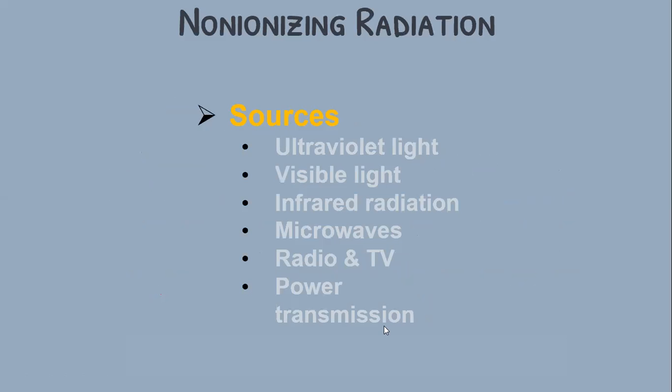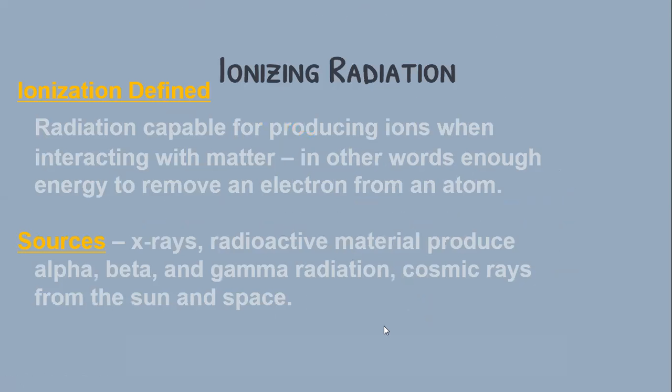In this way, non-ionizing radiation sources are ultraviolet light, visible light, infrared, microwaves, radio, television, and power transmissions. Ionizing radiations, by definition, are capable of producing ions when interacting with matter. In other words, they have enough energy to remove electrons from the atom, which is the ionization process. The sources of ionizing radiation are X-rays, radioactive material producing alpha, beta, and gamma radiation, and cosmic radiation from the sun and space.